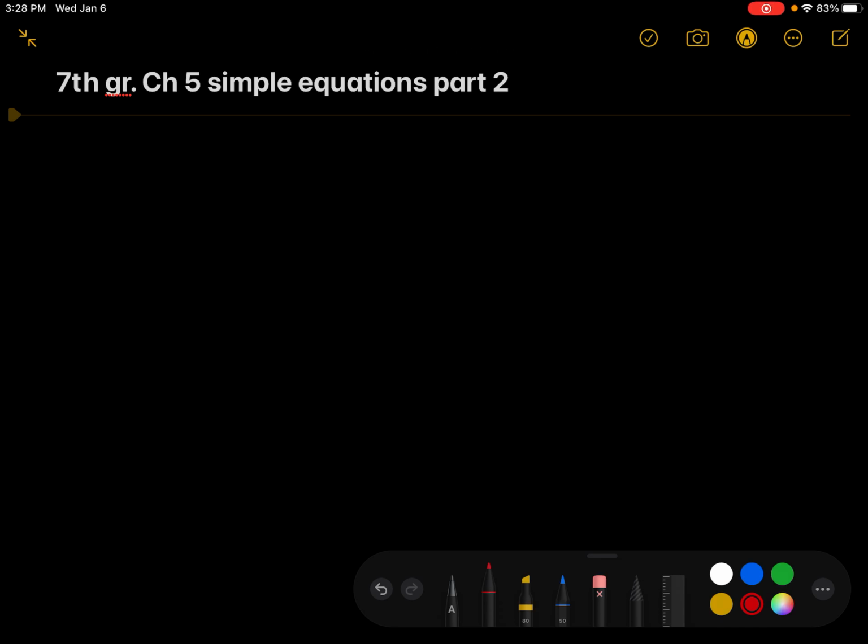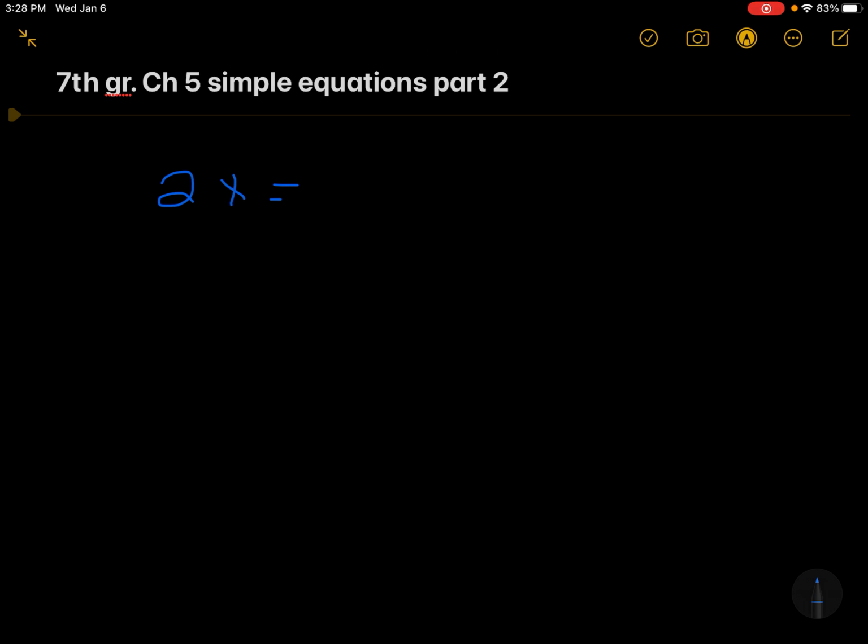Let's go ahead and look at the other two types of equations. We've already looked at simple addition and simple subtraction equations. Let's look at multiplication and division now. So let's say that we have 2x, and it equals 12. This is going to be a super simple one to start off with.